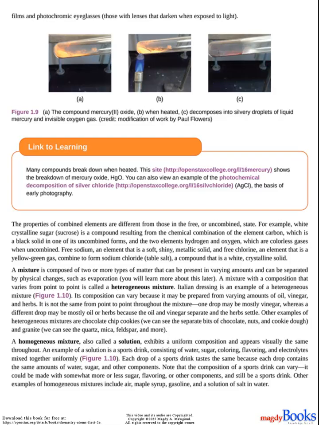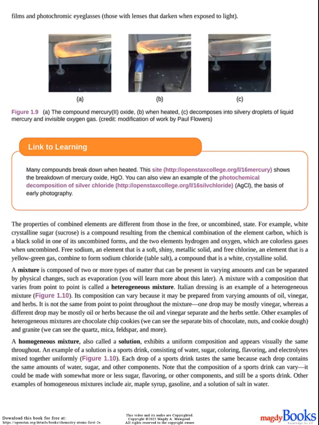A mixture is composed of two or more types of matter that can be present in varying amounts and can be separated by physical changes, such as evaporation. You will learn more about this later. A mixture with a composition that varies from point to point is called a heterogeneous mixture. Italian dressing is an example of a heterogeneous mixture, Figure 1.10.